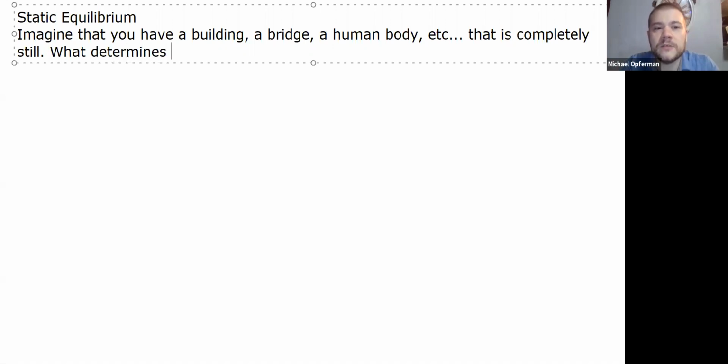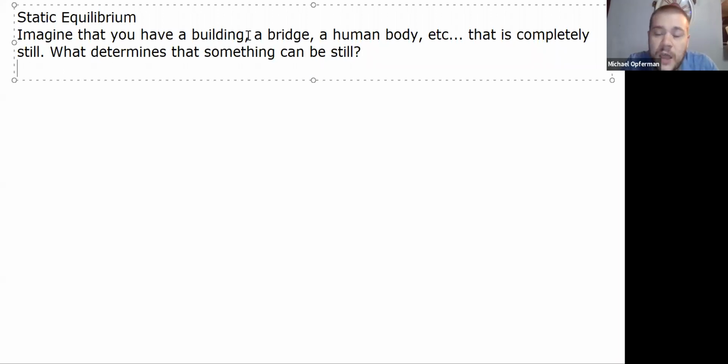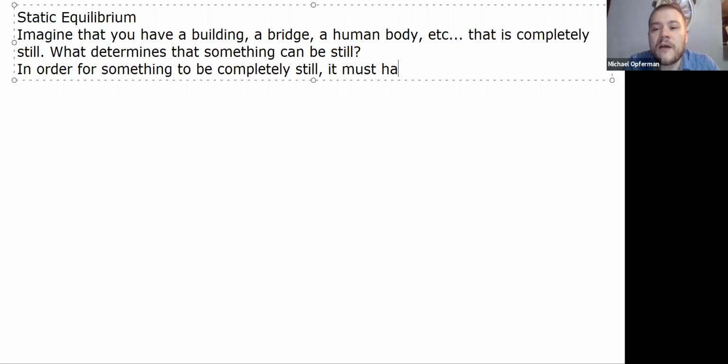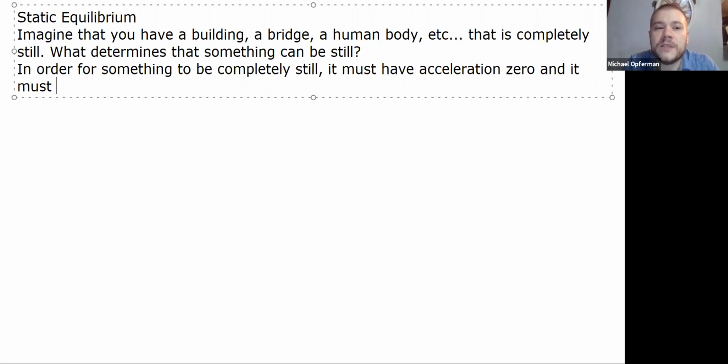What determines that something can be still? That's going to be the central question of this section. And the answer should be quite obvious if you think about it for a second. In order for something to be completely still, it must have acceleration 0, and it must also have rotational acceleration 0. In other words, the object cannot be moving, and the object also cannot be rotating.